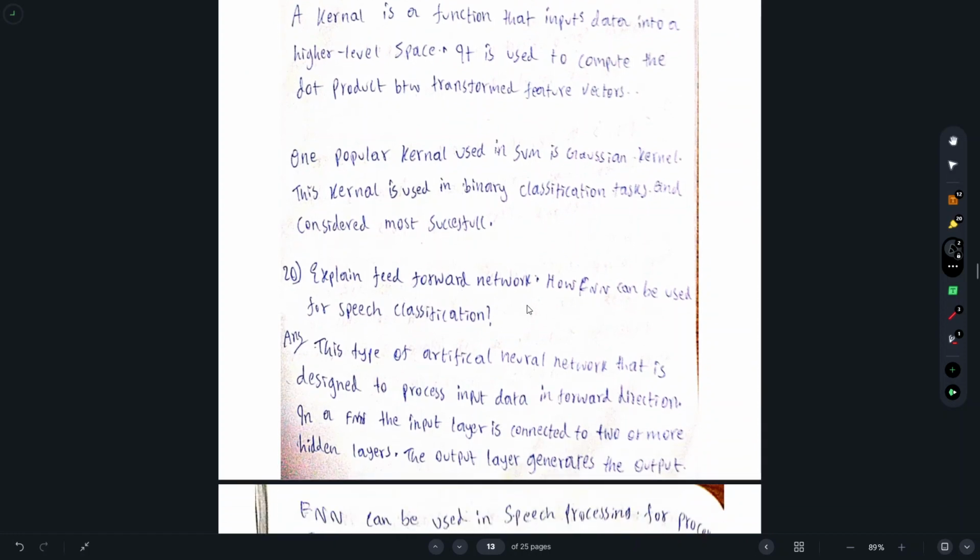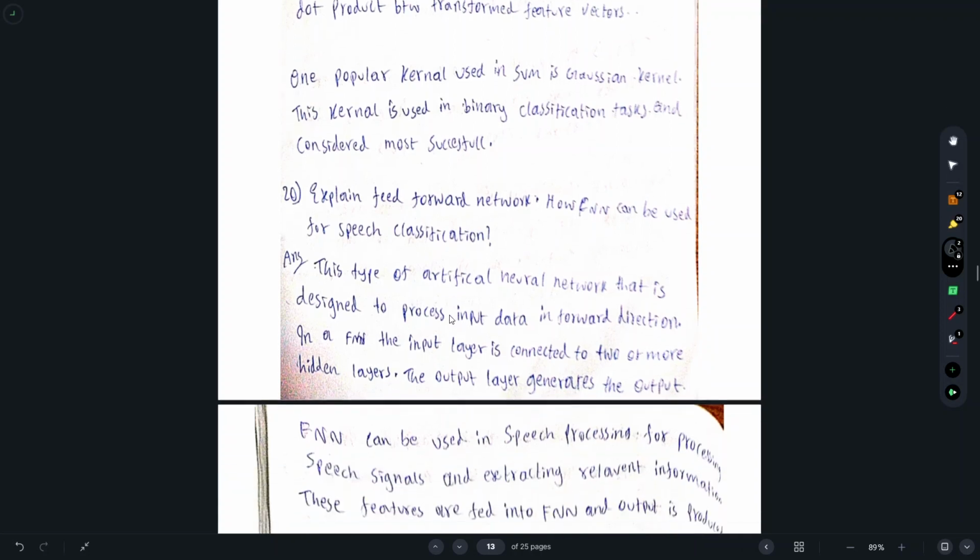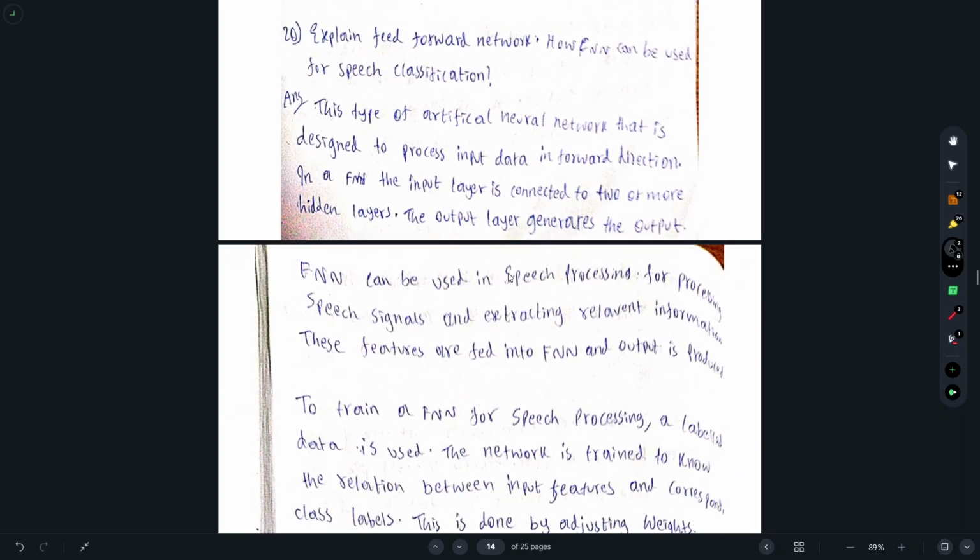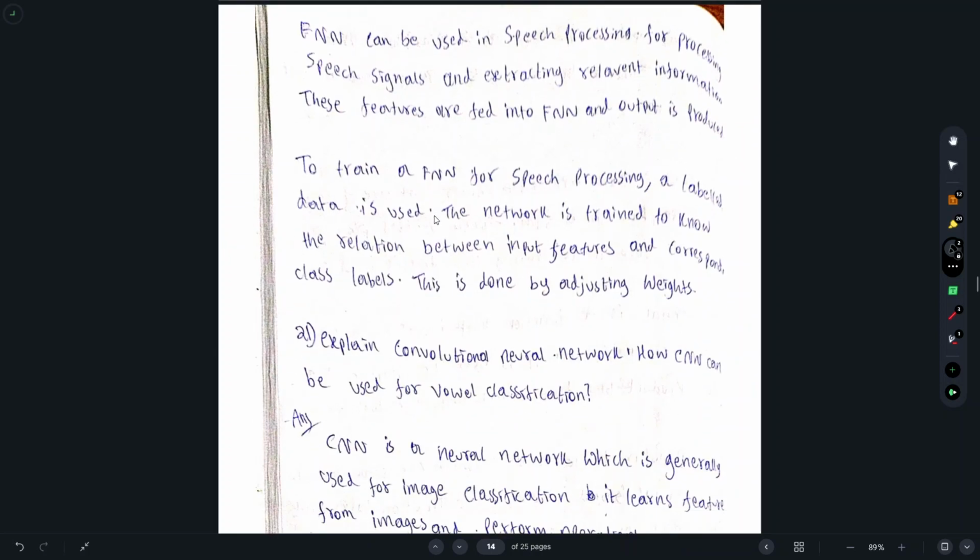And explain the feed forward network, how FNN can be used for speech classification. This is a type of artificial neural network where we process the data in a forward direction. In an FNN the input layer is connected to one or more hidden layers. The output layer generates the output. FNN can be used in speech processing for processing speech signals and extracting the relevant information. To train an FNN we need a large labeled dataset. The network tries to learn the relation between the input features and the corresponding class labels. This is done by adjusting weights.